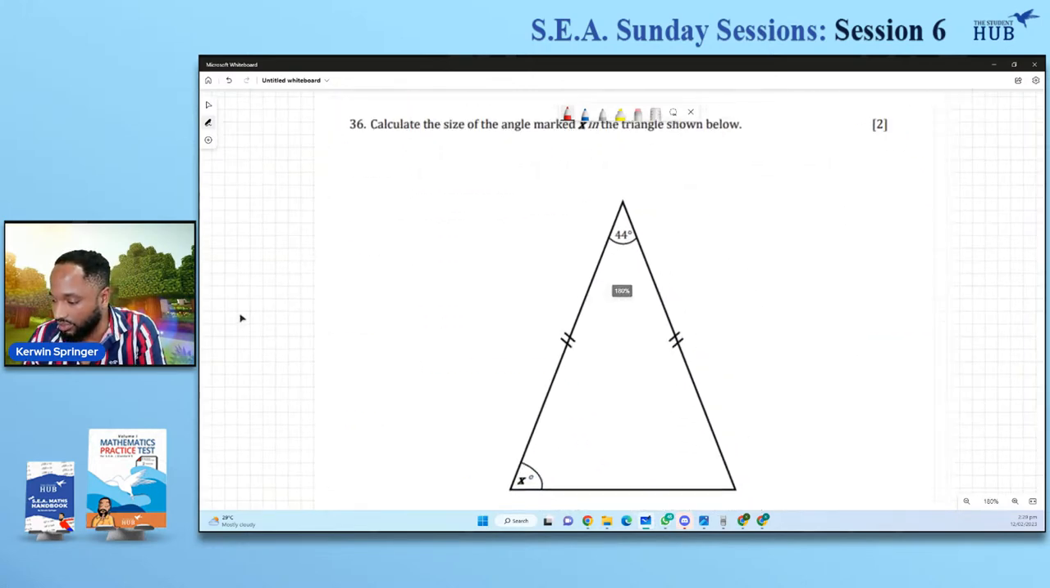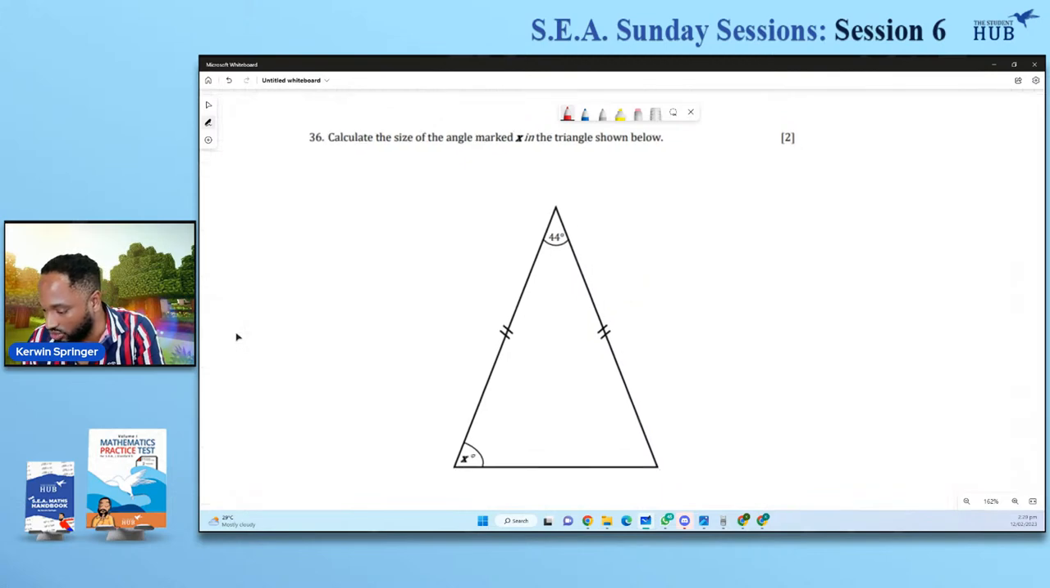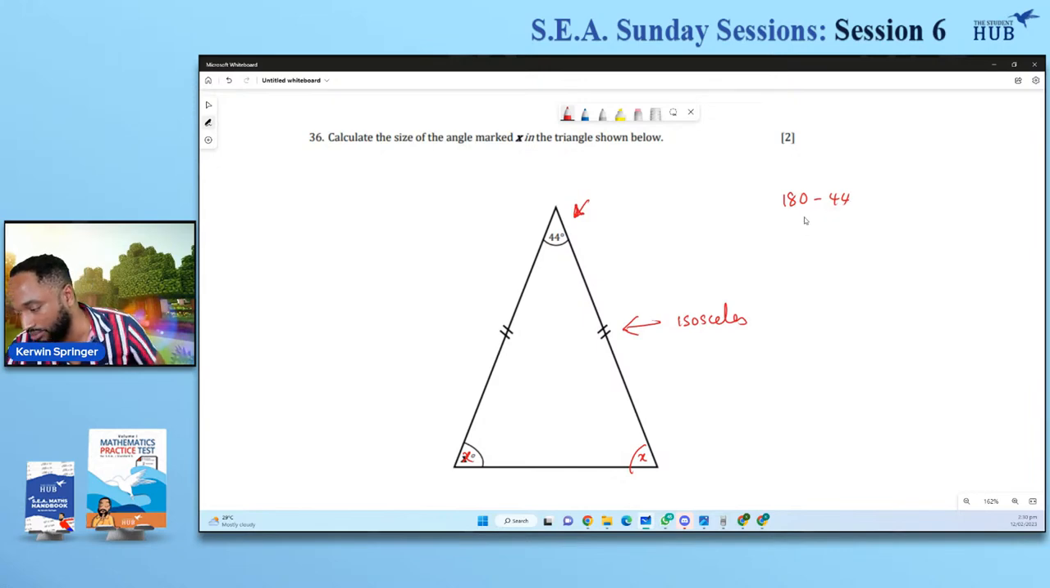Now calculate the size of the angle marked X in the triangle shown below. Well, you see, this and this are the same, both are the same thing because it's a big old isosceles triangle. In an isosceles triangle, the base angles are equal. So what I'll need to do is say 180, take away that angle up top, and let's write it this way to find the sum of the remaining two angles, and I'll get 136, guys. You see, once I take down 136, these two have to add up to 136.